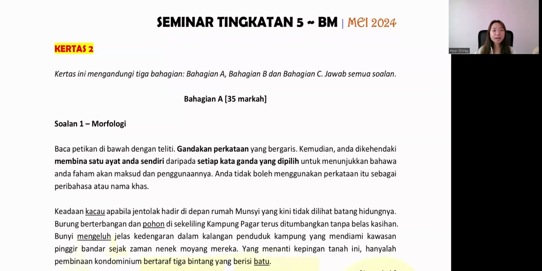Now, let's look at this one. So right now, kertas dua is a purely bahasa paper. So that will split into 3 sections. Bahagian A, questions 1 until 5, sistem bahasa. Bahagian B, pemahaman, petikan umum, petikan sastera. Bahagian C, question 9, which is your rumusan. So over here, look at the bahagian A, the morphology here.